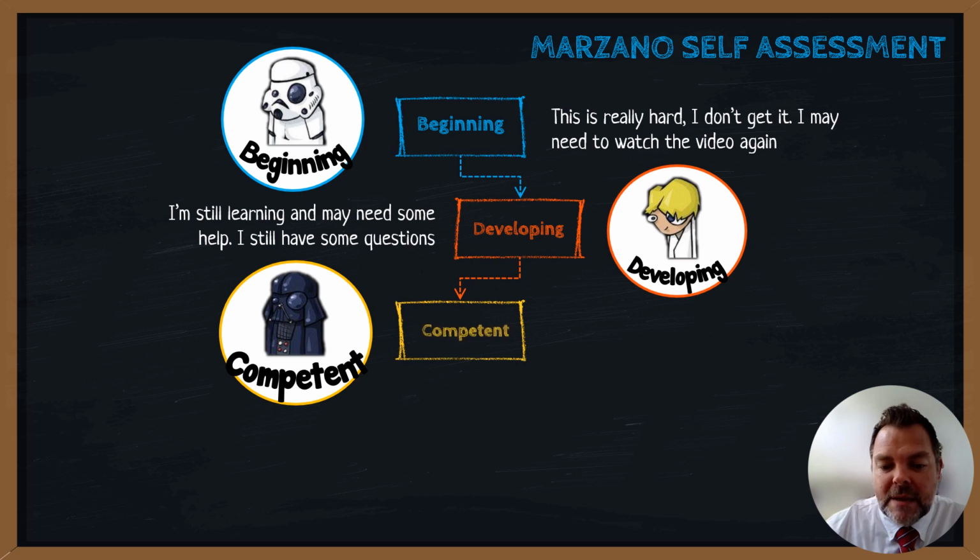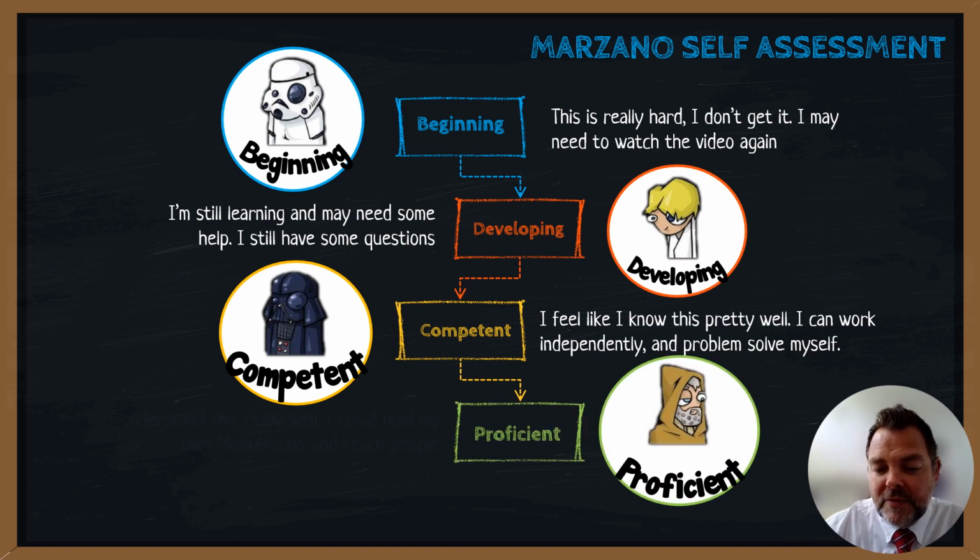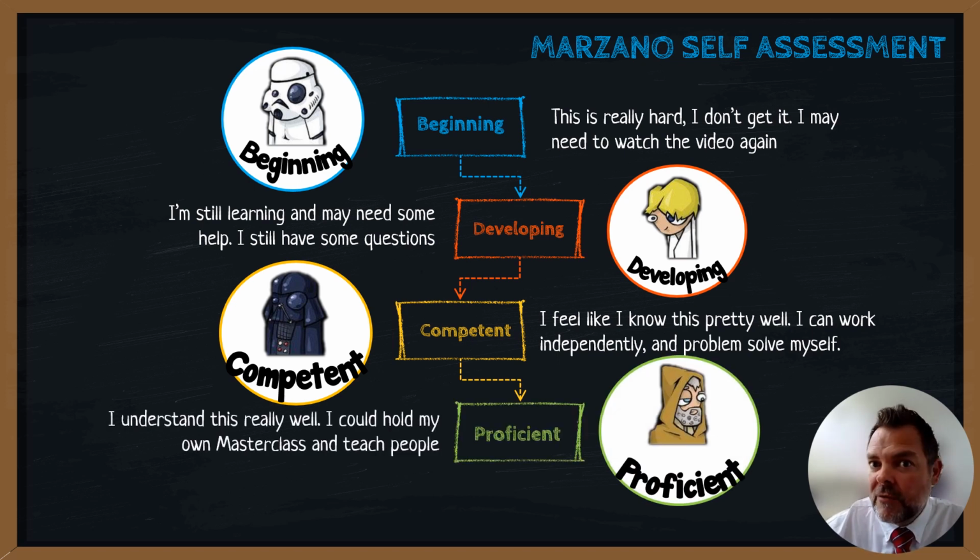The next one is competent. This means that we understand it quite well. We can work independently and problem solve by ourselves, but there may be some areas that we're still struggling with. And finally, we're at that proficient stage. This means that we understand it very, very well. We're getting most of our questions correct, and we could actually hold our own masterclass and teach other people how to do this concept as well. Okay, very important that we look at our Marzano self-assessment. Whereabouts are we in relation to our understanding?